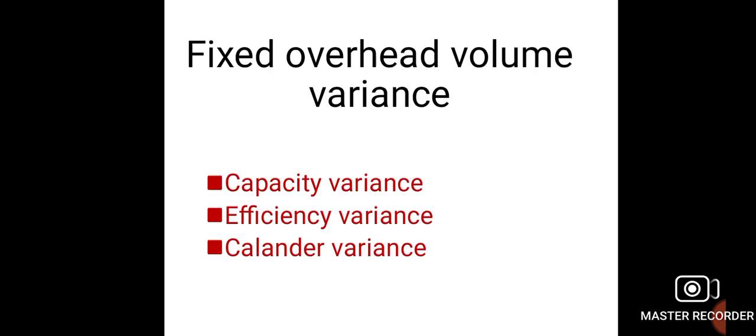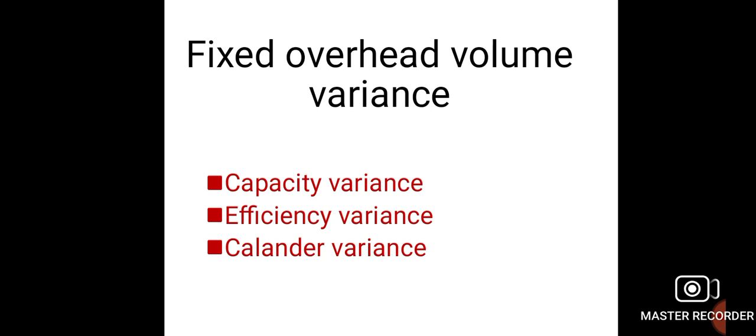First one, capacity variance. Capacity variance is the portion of fixed overhead volume variance which is due to working at higher or lower capacity than standard. It relates to capacity utilization of the plant and machinery. Second one is efficiency variance.